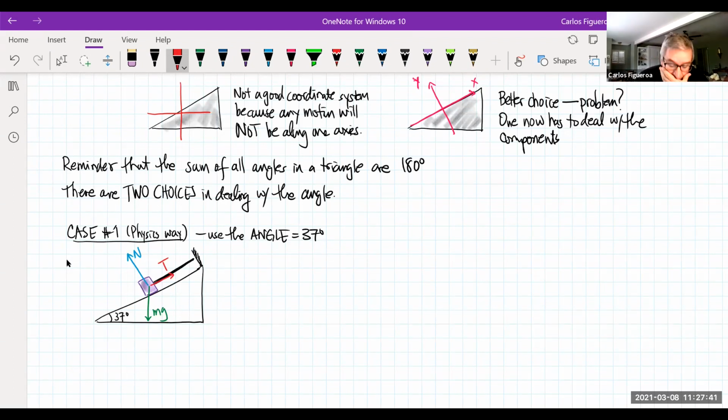Okay, so when you're looking at this, what physics does here is it starts to play the game of what the angle is. So what we do here is that I want to break this into components. So we're going to break this into components, and as I do that, I'm going to choose my axes that look like this.